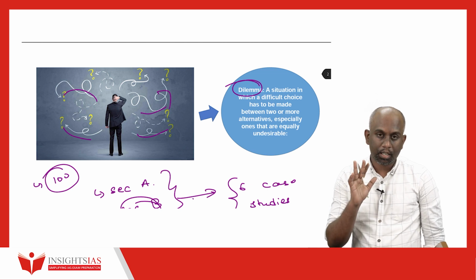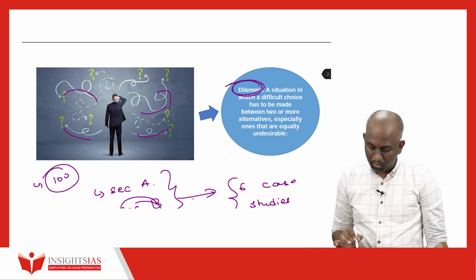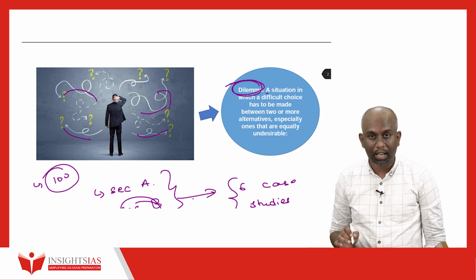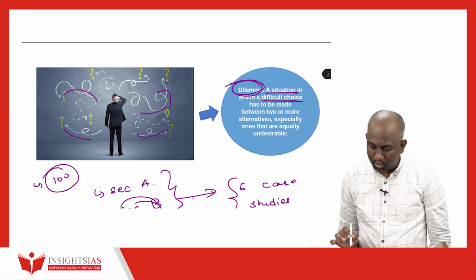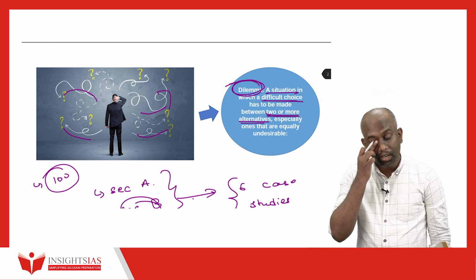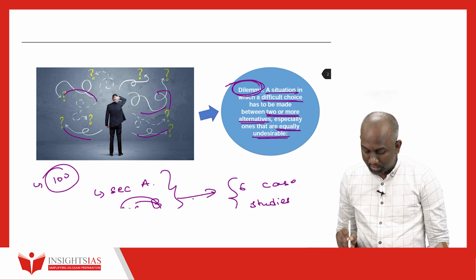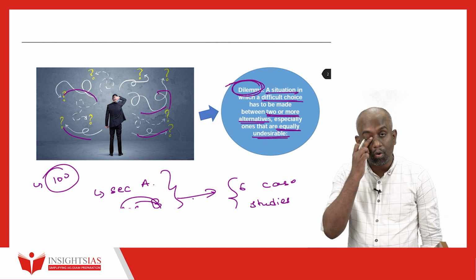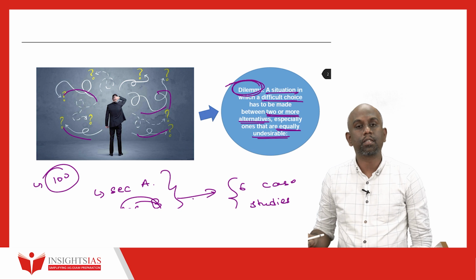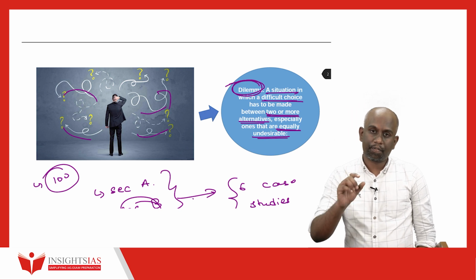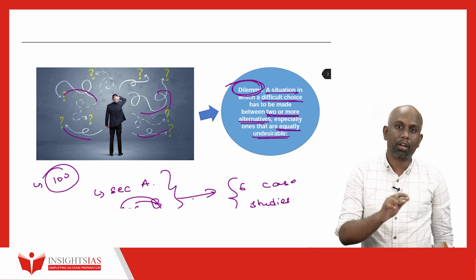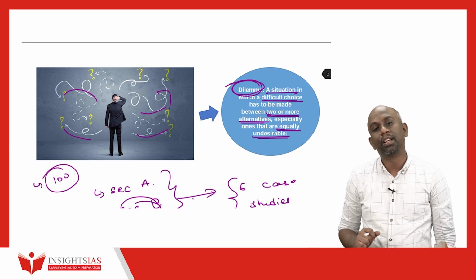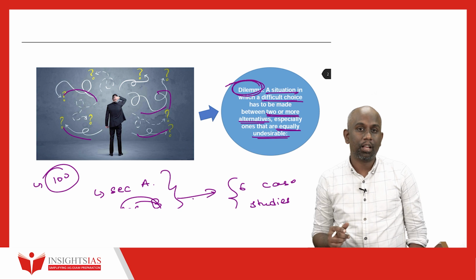So what does a case study test you on? It tests you on dilemma. What is a dilemma? It is a situation in which a difficult choice has to be made between two or more alternatives, especially ones that are equally undesirable. That is what I told you. You have to pick options and each of these options has some negative aspect or will create harm or is undesirable in one way or the other, and you have to choose between them. That is what a dilemma is all about.